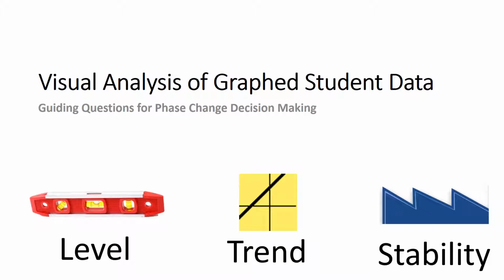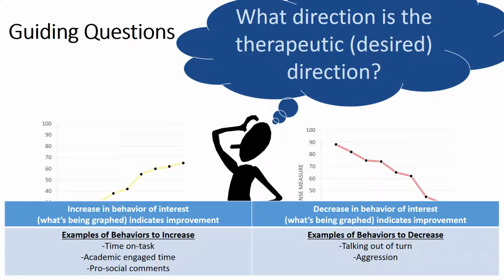In this guide, questions are posed to help you better understand the use of level, trend, and stability for decision making, helping guide phase change decisions to test the effect of the intervention for this student. The first question to consider is what direction is the therapeutic or desired direction of the behavior? That is, which way do you want the behavior to shift? Do you want it to increase, decrease, or become less variable? The way you would like it to go is referred to as a therapeutic trend. The way you do not want the behavior to go is referred to as a counter-therapeutic trend.